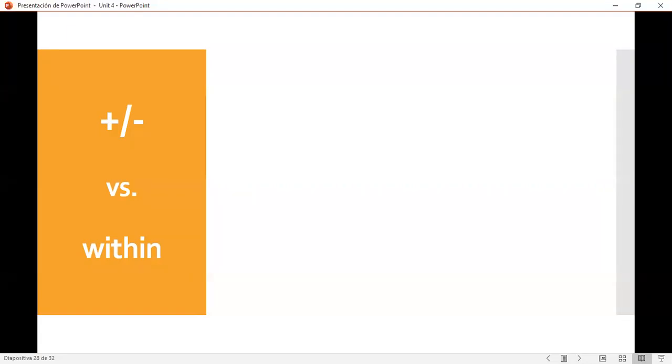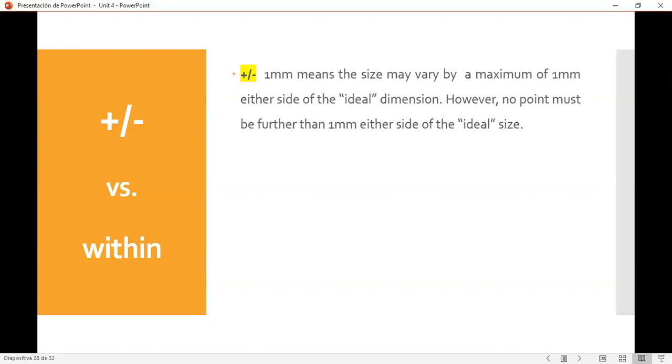So, the book gives us a conclusion that in this case, and you might be looking right now at the PowerPoint presentation, a plus minus, as an example, 1 millimeter means the size may vary by a maximum of 1 millimeter either side of the ideal dimension. However, no point must be further than 1 millimeter either side of this ideal size.